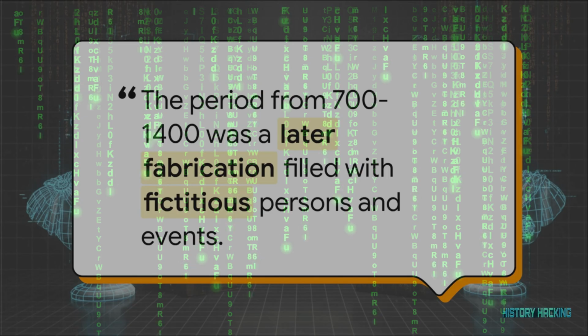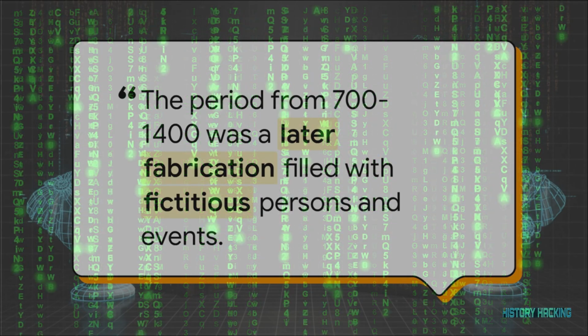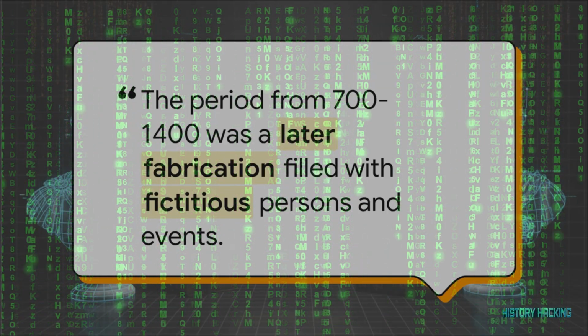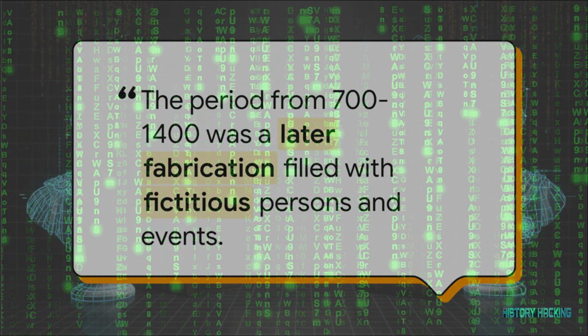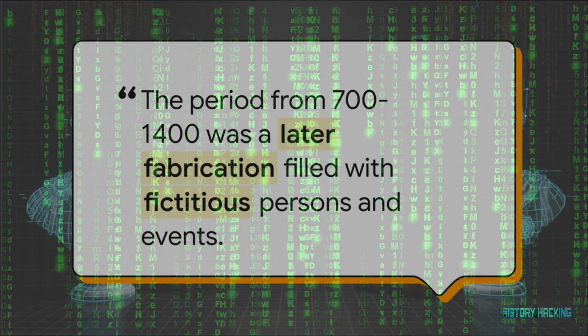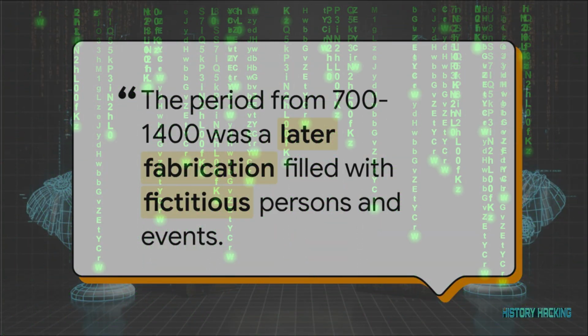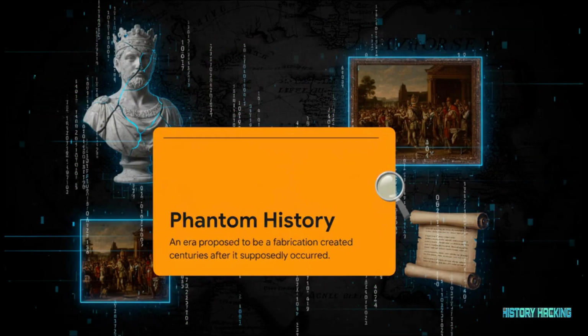It leads us to a really crucial point, first proposed by a 19th century researcher named Edwin Johnson. He argued that the problem wasn't just a few bad lines of code. No, he said the entire medieval period might be what he called a phantom history. Basically, a giant fabrication. Think of it in coding terms. Imagine a huge 700-year block of commented out code right in the middle of the timeline.